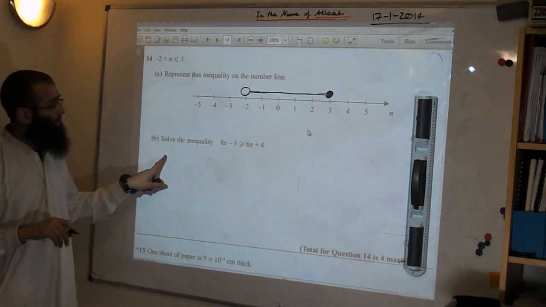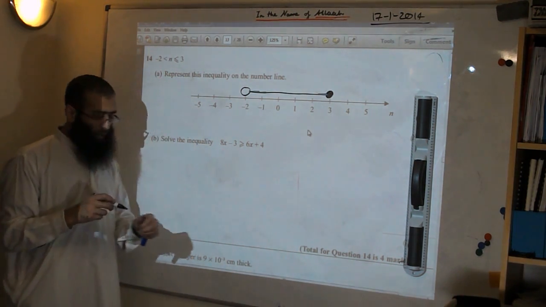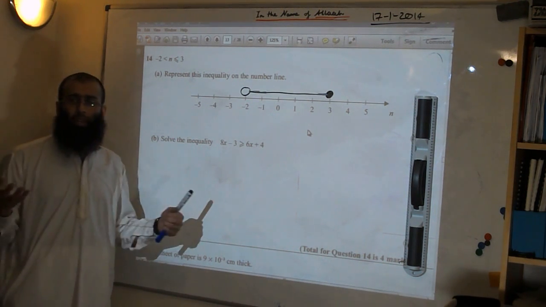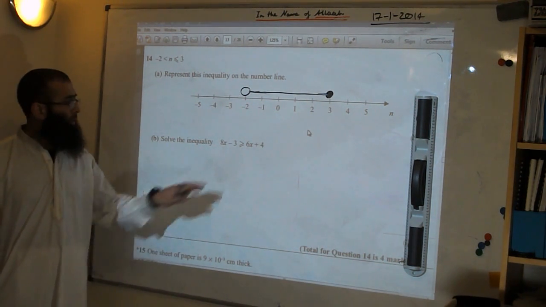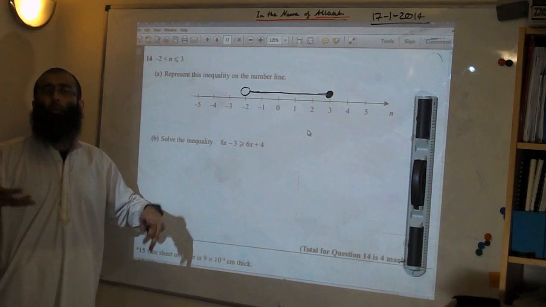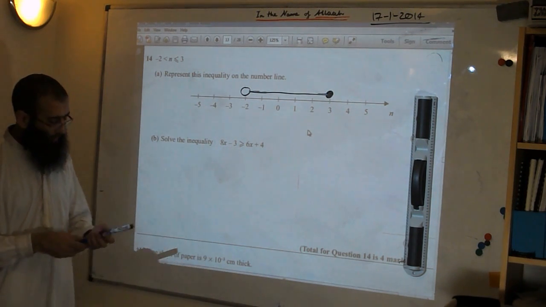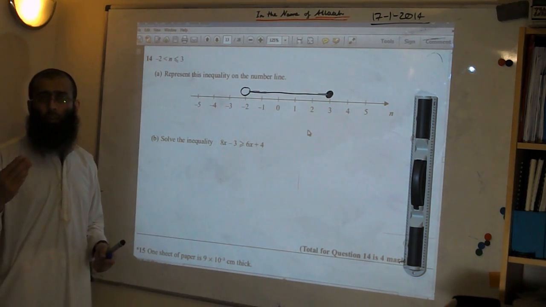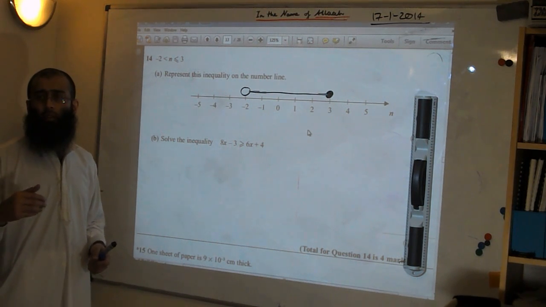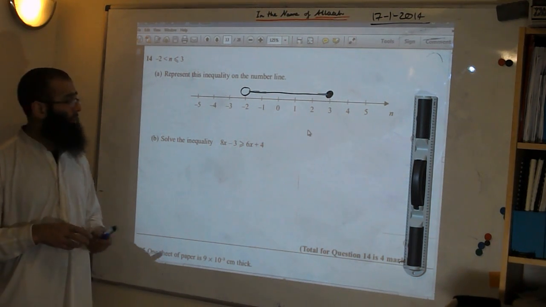Solve the inequality. Ifra, how do we solve the inequality? The way we solve it, like any double-sided linear equation, we treat the inequality sign as though it was an equal sign for the moment. Okay, can you just check that the image is straight? Are we okay? Good.